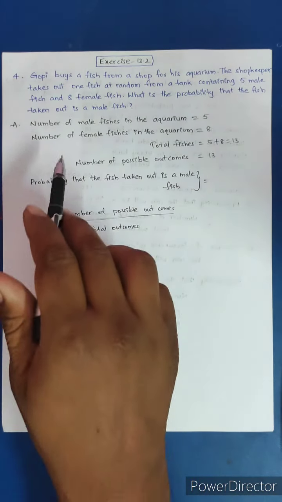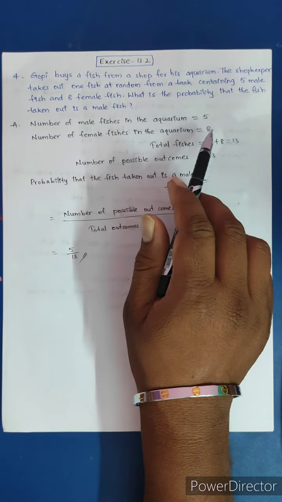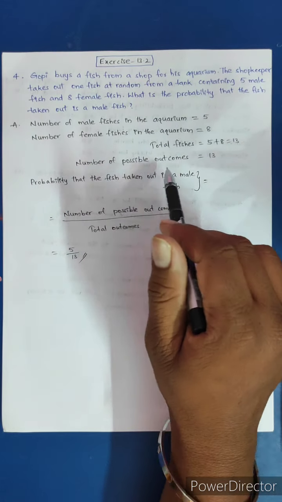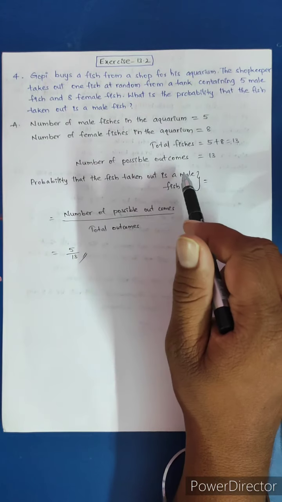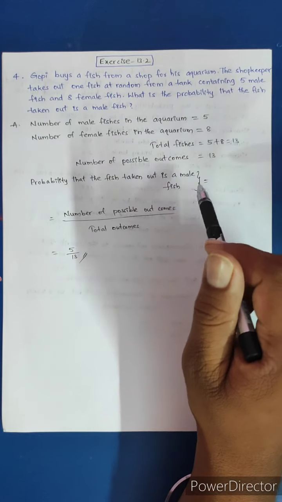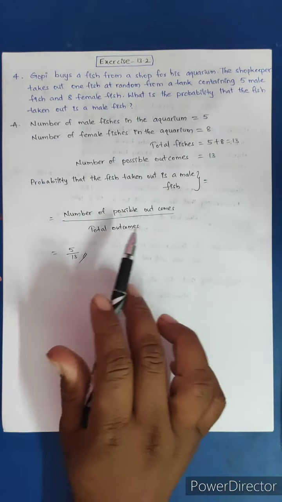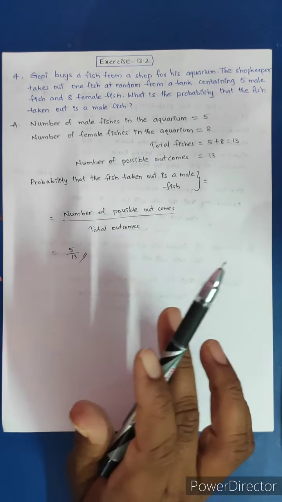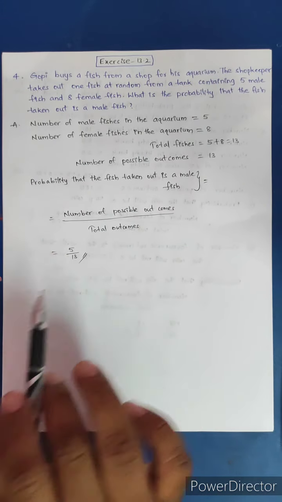That's all. Now the simplification method. Number of male fish in the aquarium is equal to 5. Number of female fish in the aquarium is equal to 8. Total fish 5 plus 8 gives 13. Number of possible outcomes 13. Probability that the fish taken out is a male fish is equal to number of favorable outcomes by total outcomes. Possible outcomes how many? 8 plus 5, 13. Favorable outcomes to be a male fish 5. Total outcomes 13. So 5 by 13.